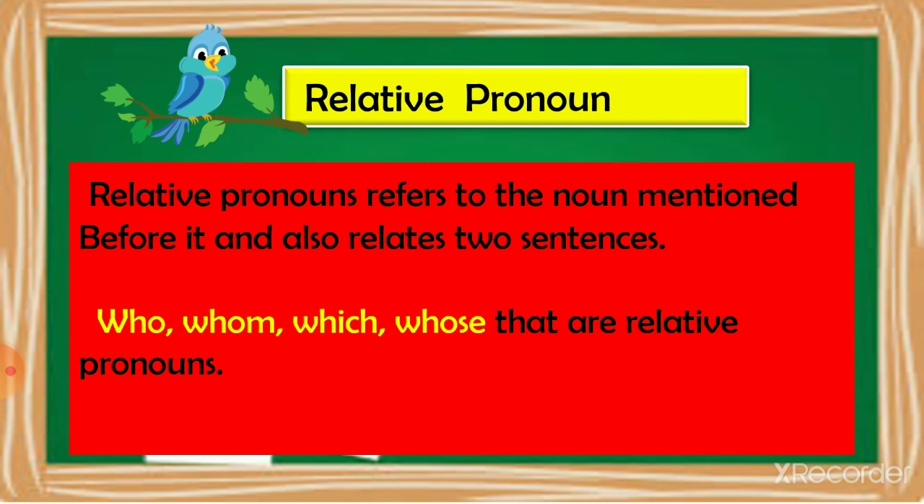Now the next type of pronoun we are going to see is relative pronoun. Now what is a relative pronoun? Relative pronouns refer to the noun mentioned before it or also relate to sentences, right? So relative pronoun refers to the noun which is mentioned before it. Who, whom, which, whose, that are relative pronouns. Okay, so these are the examples of relative pronoun.